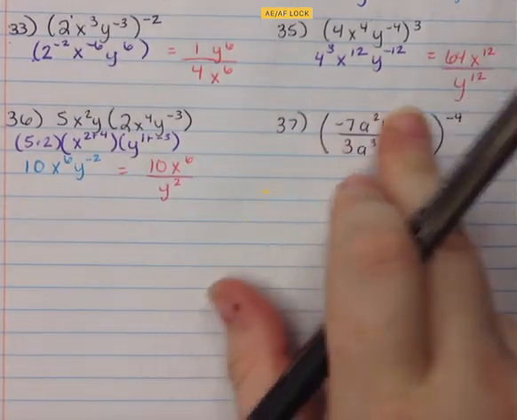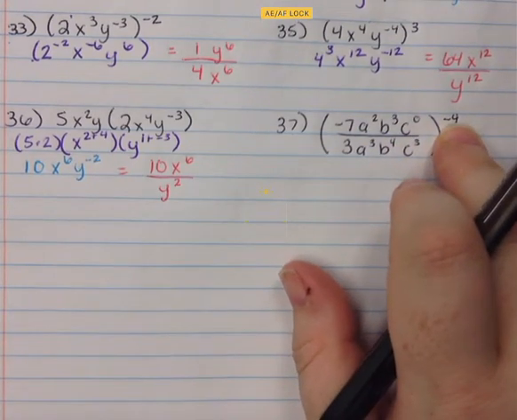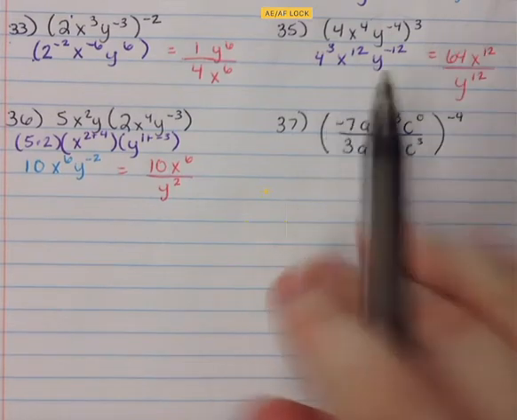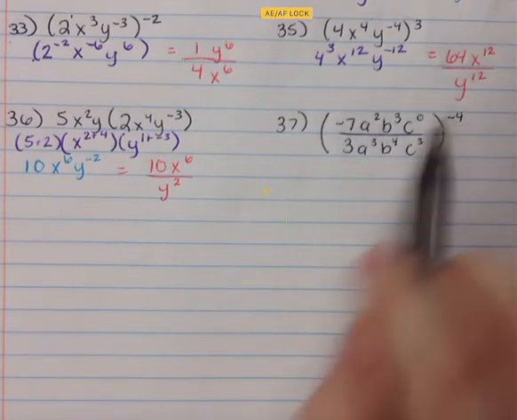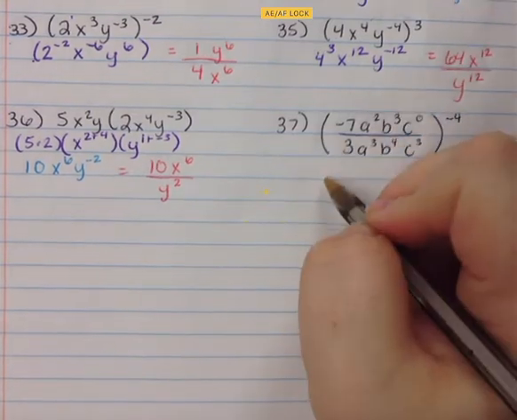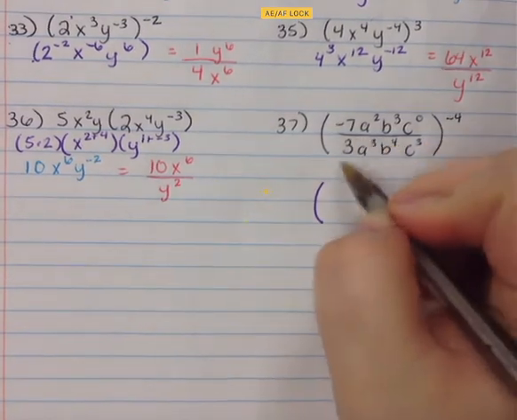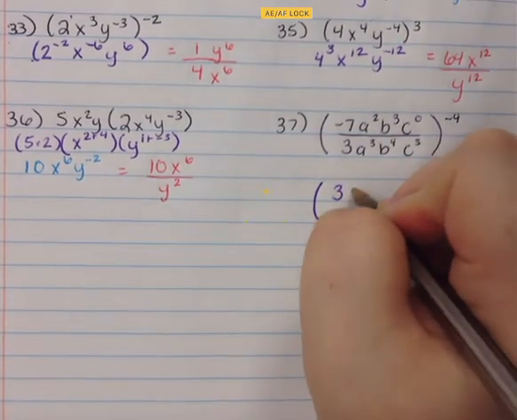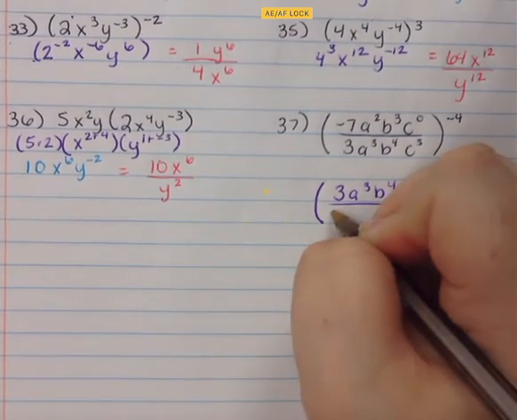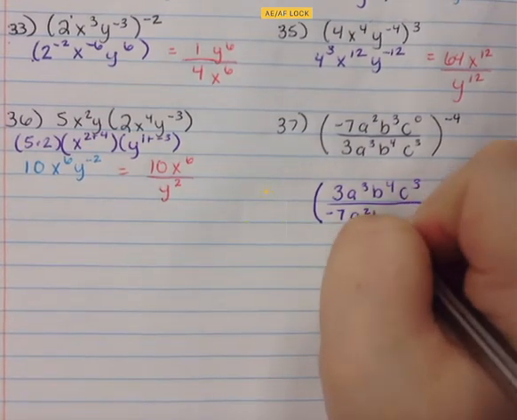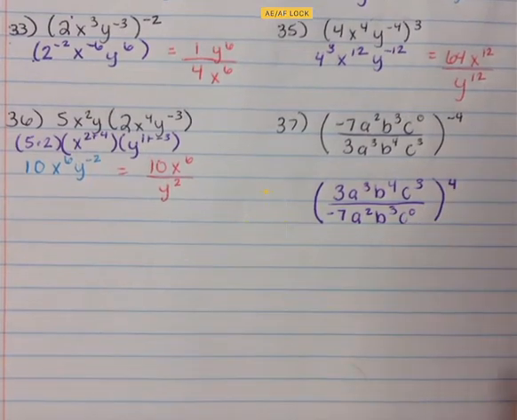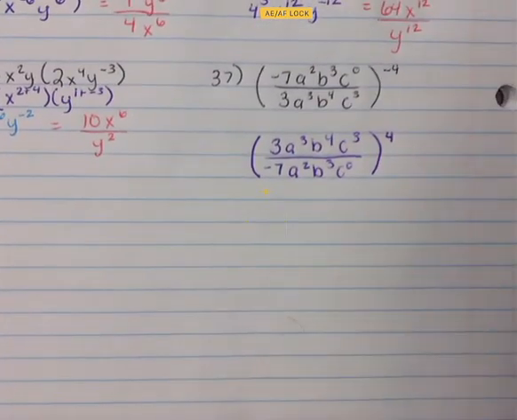This one, however, has so much in it that we have a negative exponent. We could actually change the numerator and the denominator. We could flip them, and that negative 4 will become a positive 4. That's actually what I'm going to do. So my first step is I'm actually going to make my denominator go to my numerator. So it'll be 3a cubed b to the 4th c cubed all over negative 7a squared b cubed c to the 0, and all of this raised to the positive 4 now. And now I can simplify.